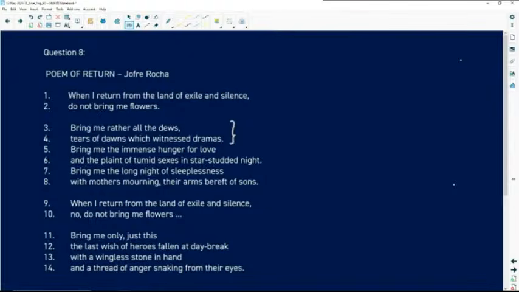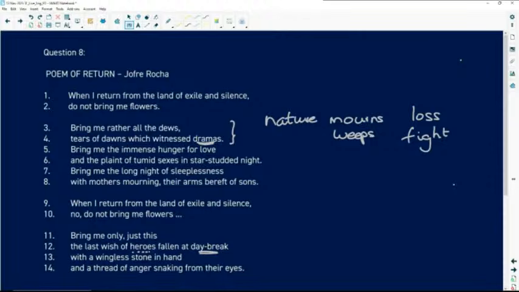He's going to come back and he says, bring me the dews. What is the dew? The tears of dawn. So there's a sense of nature itself mourns. Nature weeps. What for? The deaths of these people, of these heroes. If we go down to here, they are the heroes who have fallen at daybreak. So the sense that nature is mourning the loss of those who were fighting for freedom. What is his mood? His mood is sorrowful.